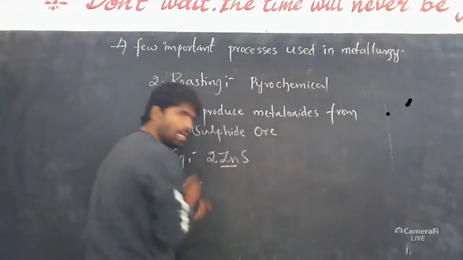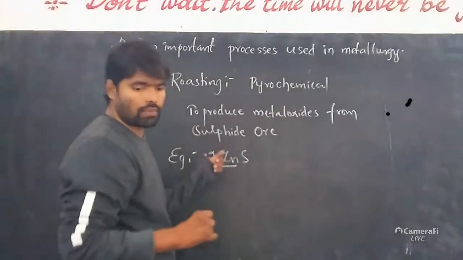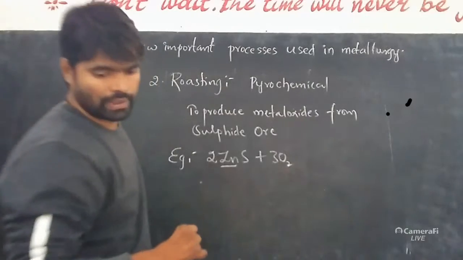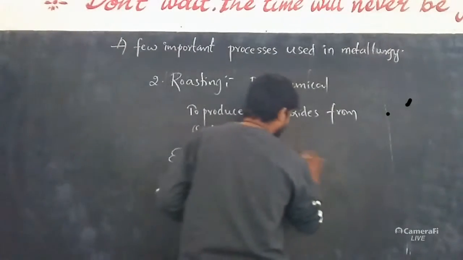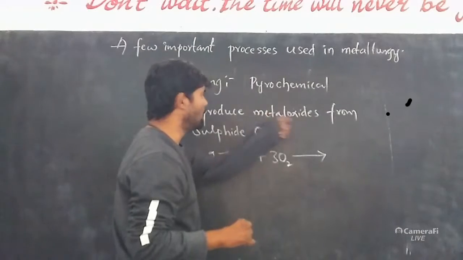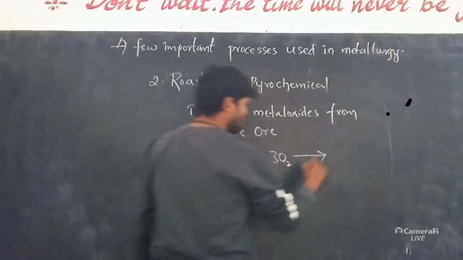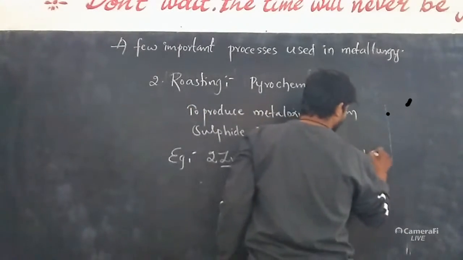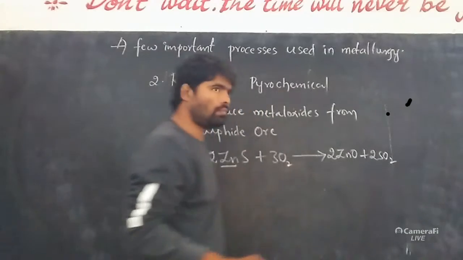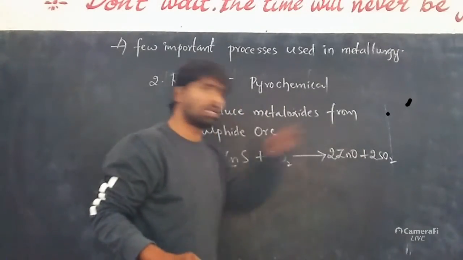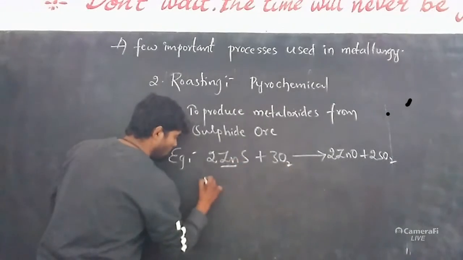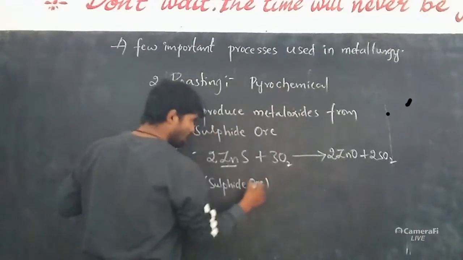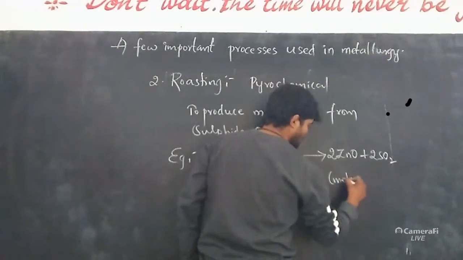Here zinc is a metal. So what are we doing? We are making it react with oxygen, and it produces metal oxide, that is 2ZnO plus 2 sulfur dioxide. Metal oxide వస్తుంది, metal oxide తర్వాత sulfur dioxide వస్తుంది. So this is a sulfide ore, from which metal oxide comes.